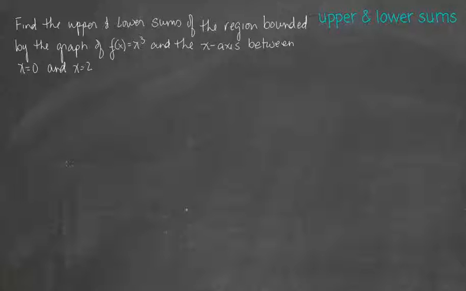Okay, so now it's time to use what we know about partitioning a region under a graph and start to really look more explicitly at calculating upper and lower sums, or estimating the area between a curve and a graph. So we have: find the upper and lower sums of a region bounded by the graph of f of x equals x cubed and the x-axis between 0 and 2.